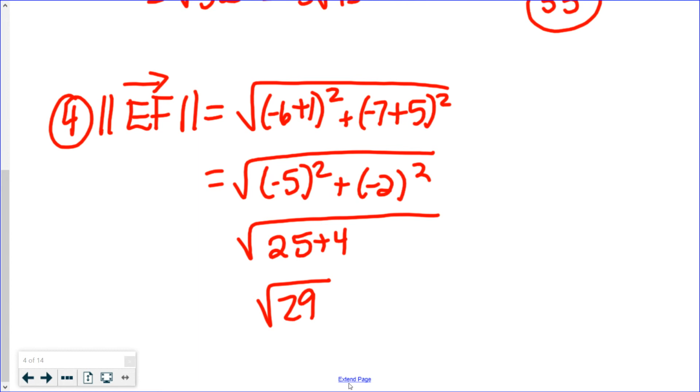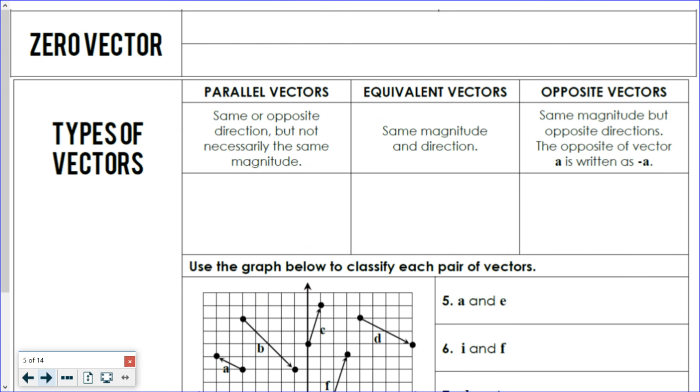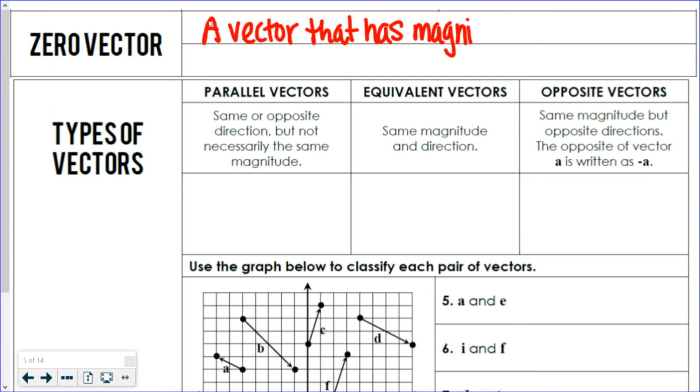And we're almost done with the first page. The last part of the first page says zero vector. A zero vector is a vector that has magnitude 0. So you might be saying, well, how is that possible? What is a vector that has no length to it? Well, that would be just a point.